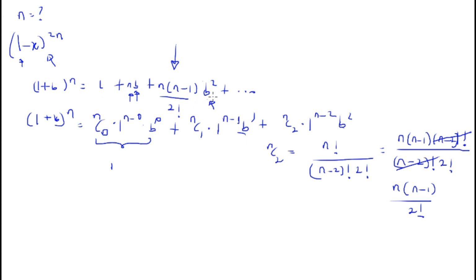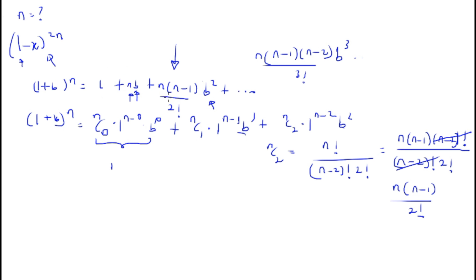It's as simple as that. You can get the next term. The next term will be n(n-1)(n-2)/3 factorial, then b raised to power 3, and so on. So this is the first term, second term, third term.